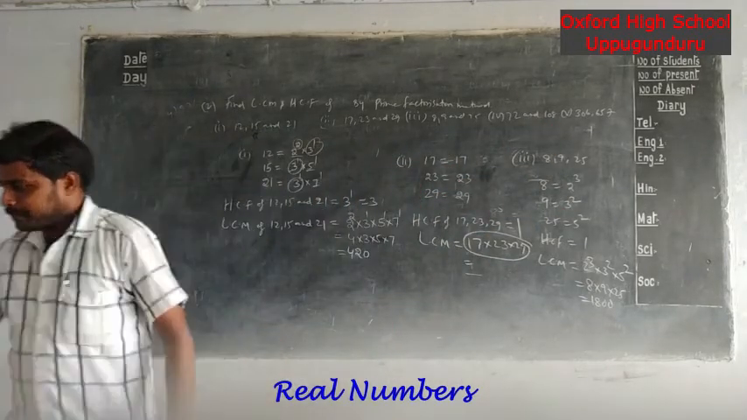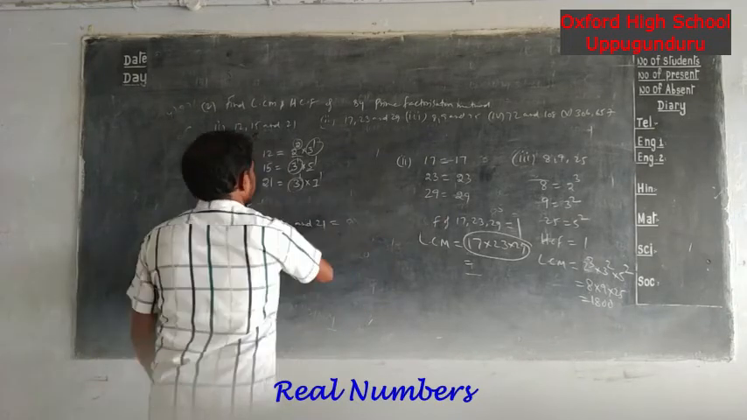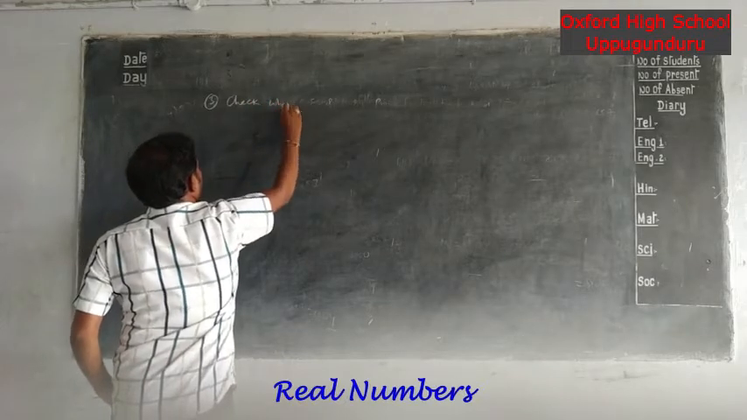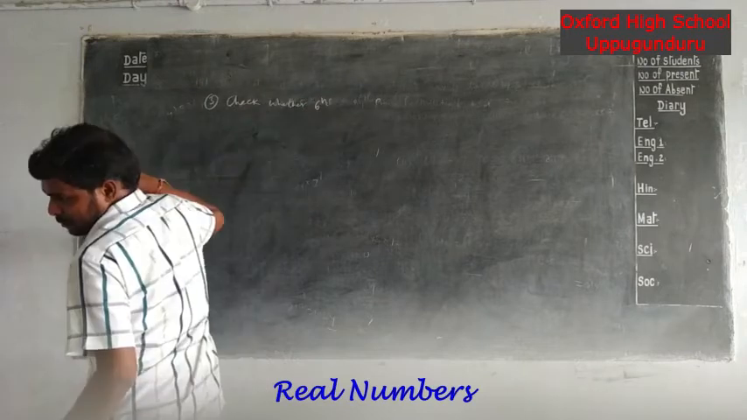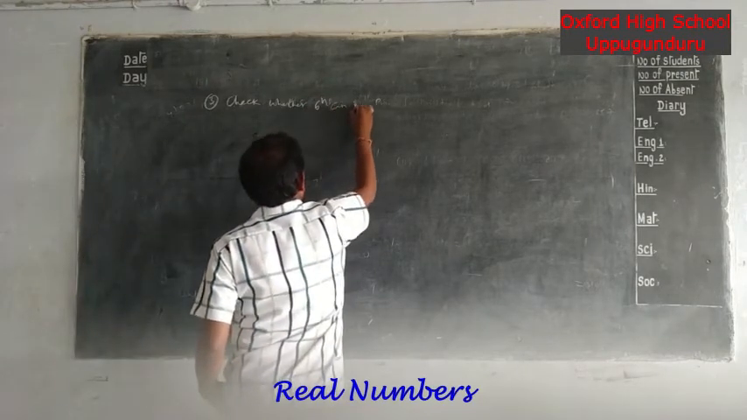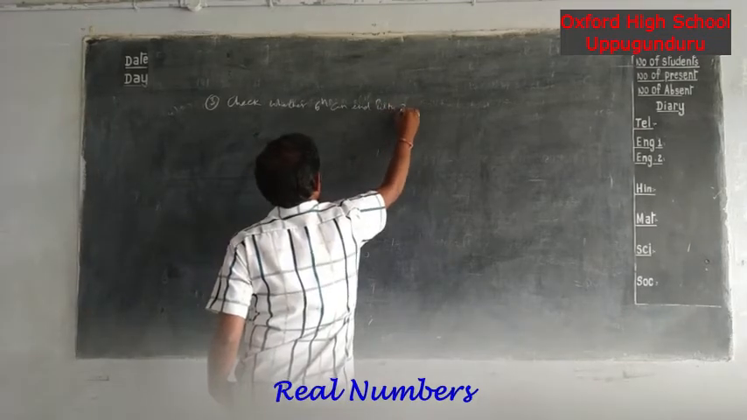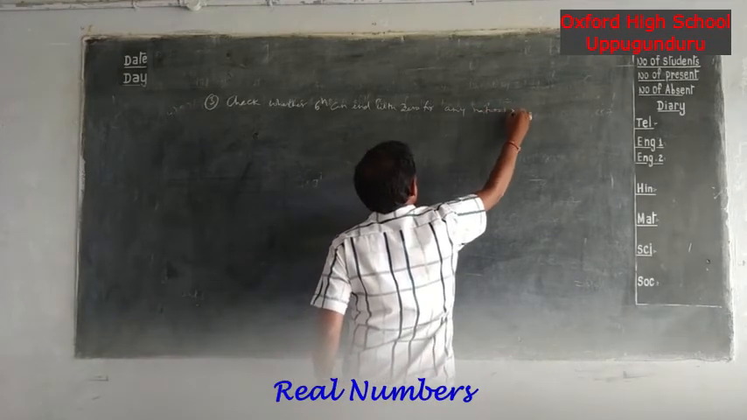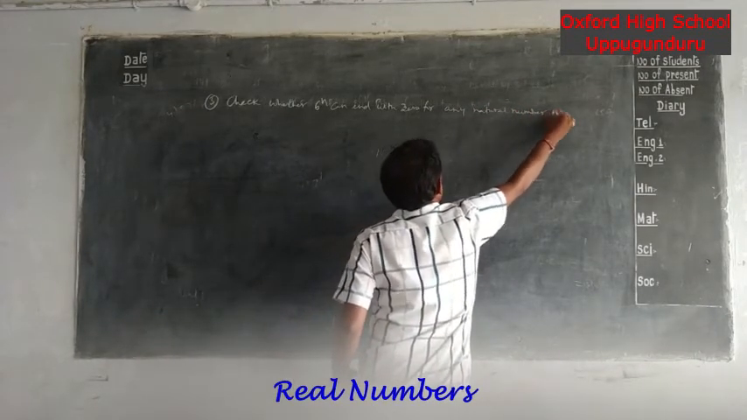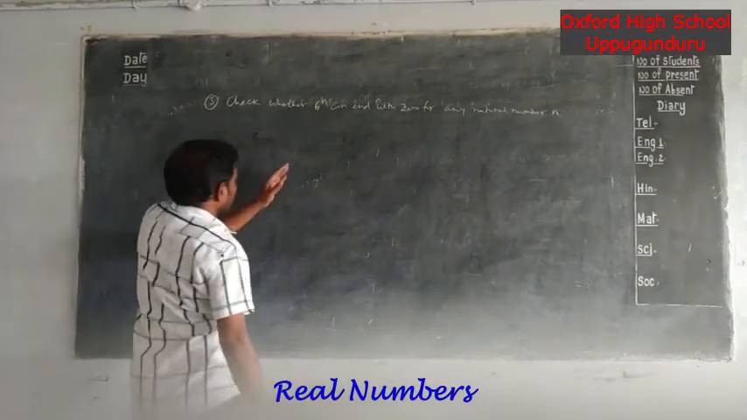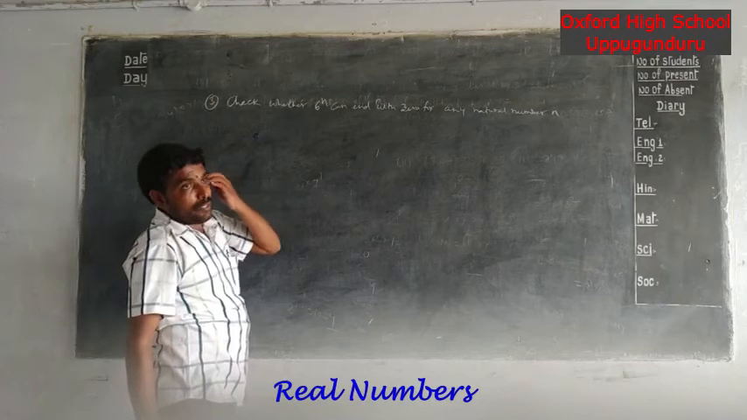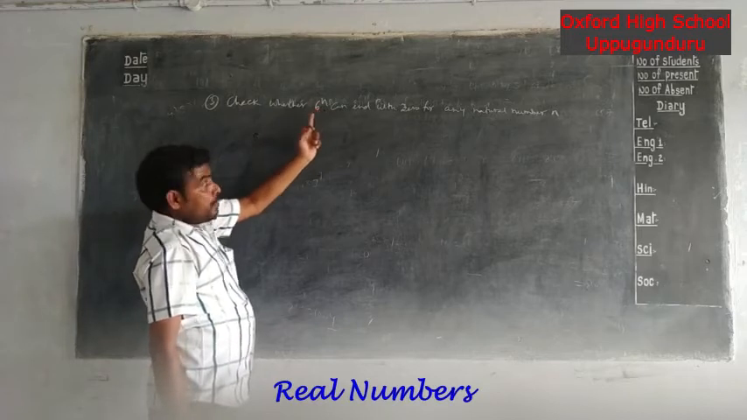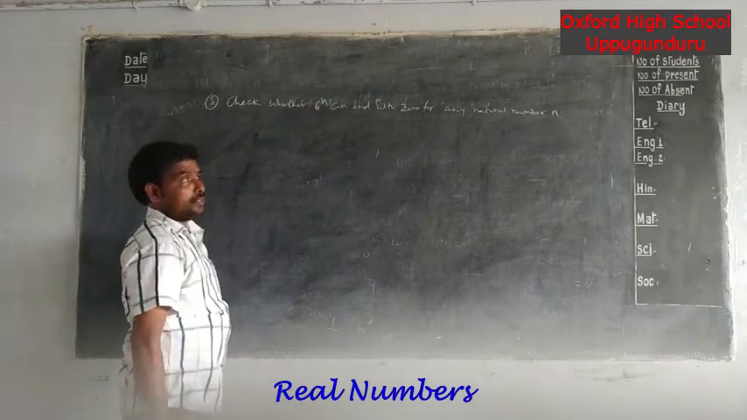Next, 3rd problem. Check whether 6 power n can end with 0 for any natural number n. So you have to check whether 6 power n ends with 0 for any natural number n. In place of n, if you take any value for the 6 power, you have to check whether the last digit is 0 or not.